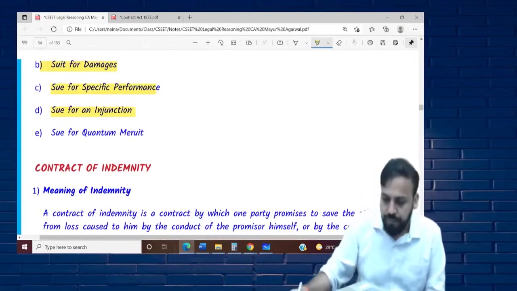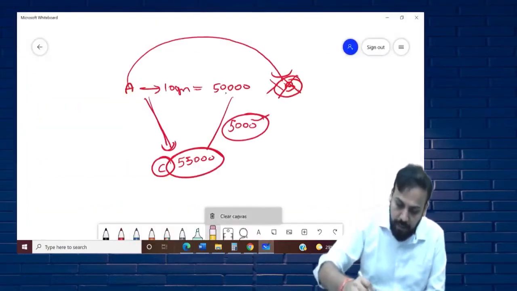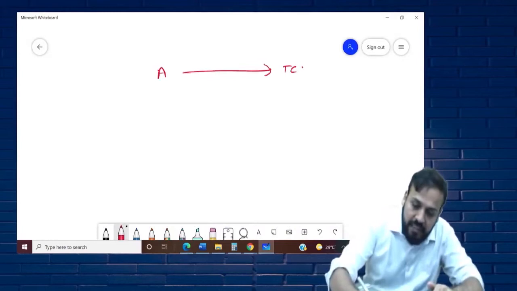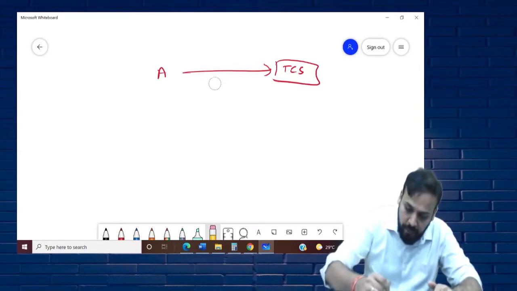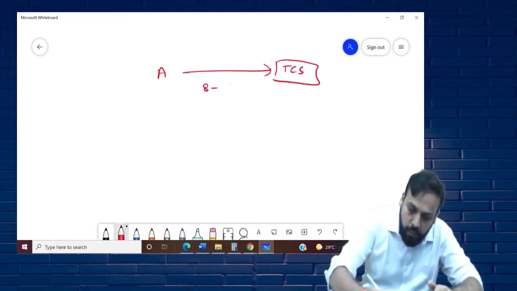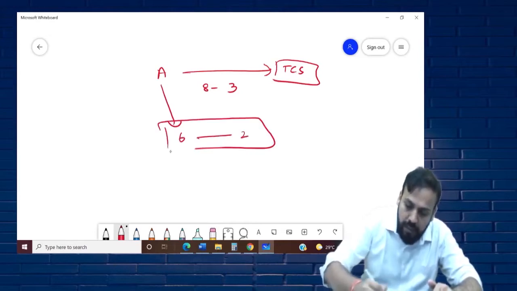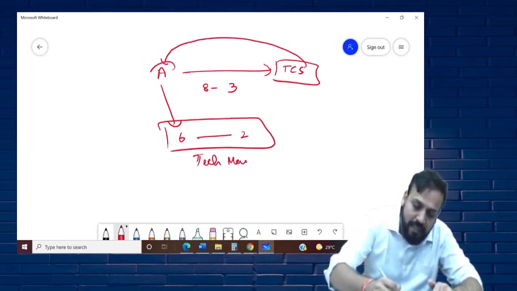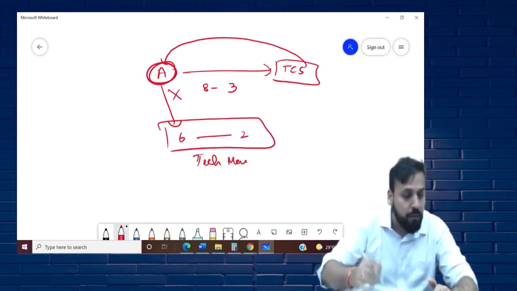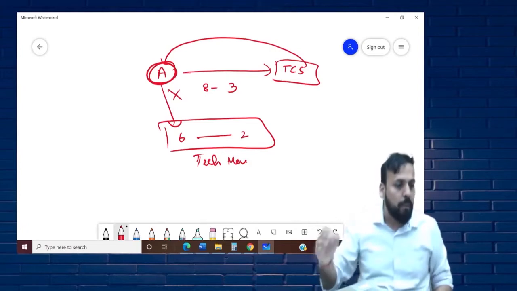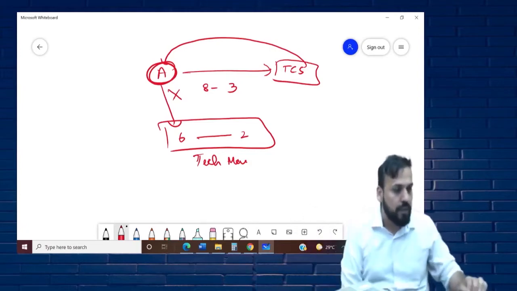So what is stopping? I'll give an example. A is working with TCS and he promised that he will not work with the competitor. Now A is working in TCS from morning 8 to 3 o'clock and in the evening 6 to night 2 a.m. he is working with Tech Mahindra. Can TCS file a case against A and stop him from working with Tech Mahindra? Yes or no, friends?